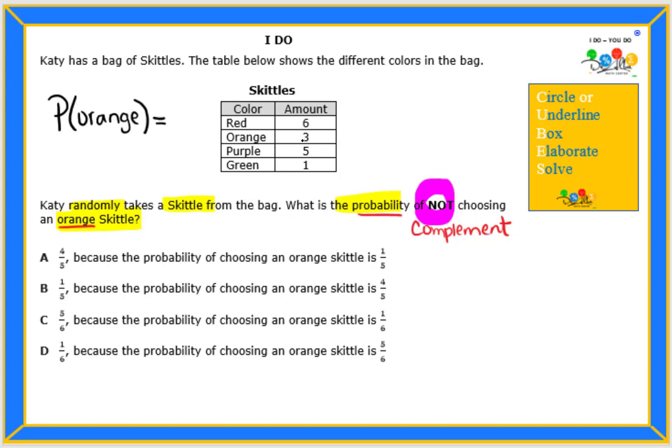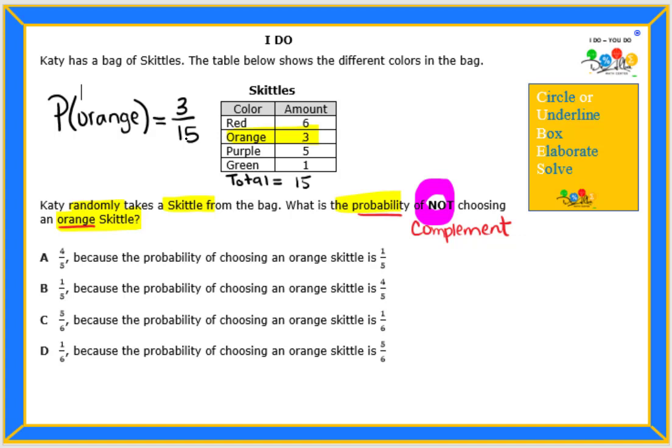So I know there are 3 orange Skittles. So that goes on top. And the bottom is the total possible outcomes. So I have to find the total of all the Skittles in the bag. So we're going to add all of the Skittles here. 6 plus 3 is 9, and 1 over here is 10, and then this 5 is 15. So there was 15 possibilities, or 15 Skittles in that little bag.